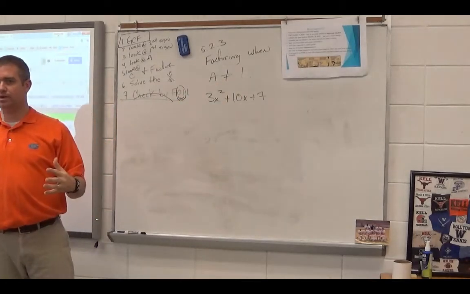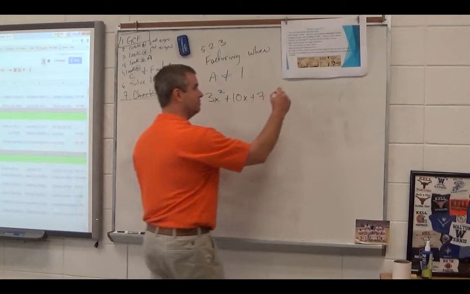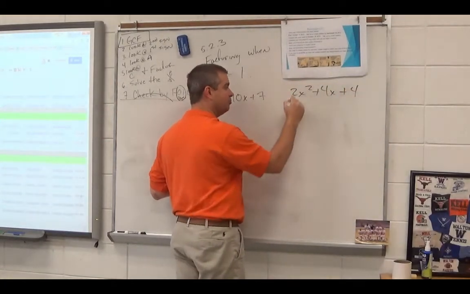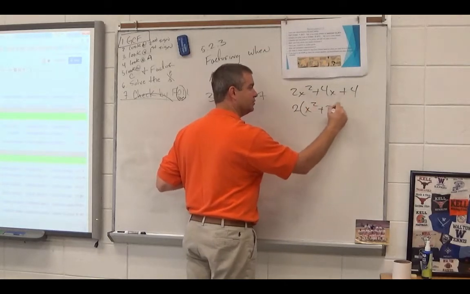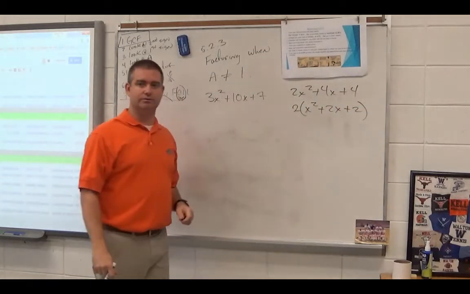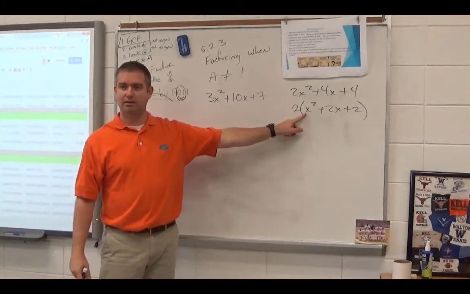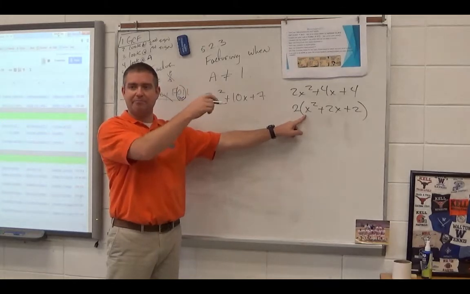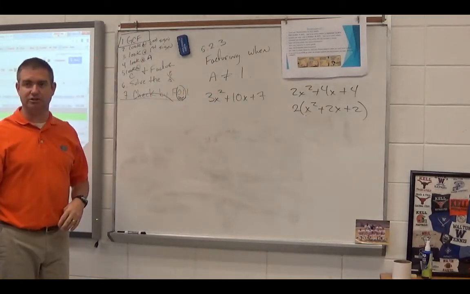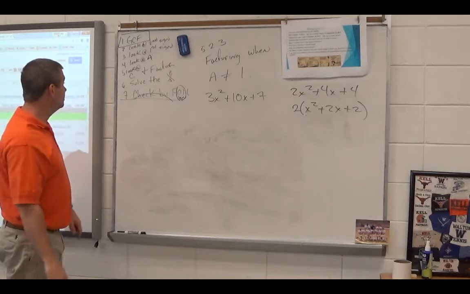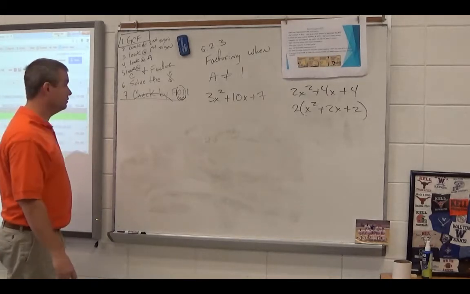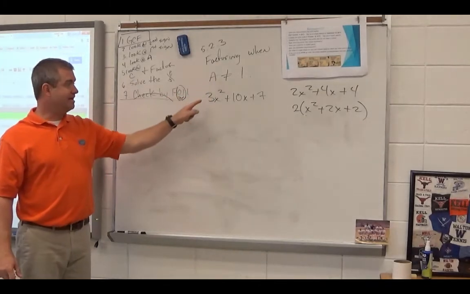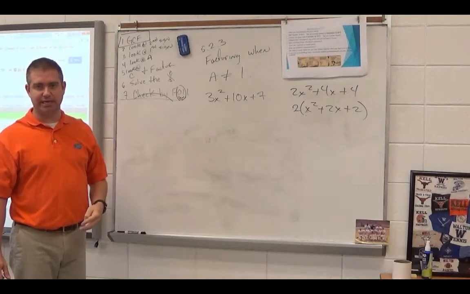If it doesn't have a GCF and A does not equal 1, then this is the procedure. If you can pull a GCF out, say 2x squared plus 4x plus 4, and you pull a 2 out, you get x squared plus 2x plus 2. What is A equal to? 1. You don't do this trick on that problem. That problem, you do your 7 steps, just like we taught you last week in 5.2.1. But if A is not equal to 1 and there's no GCF, then these are your steps.